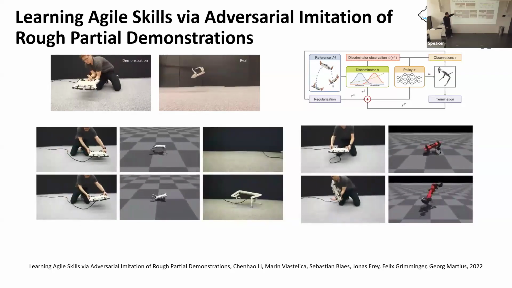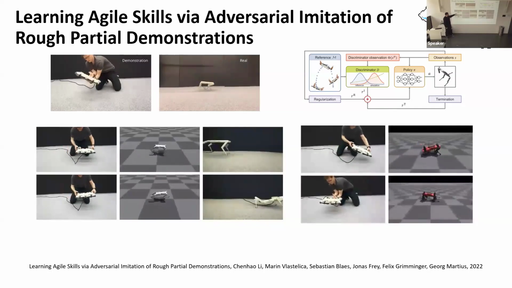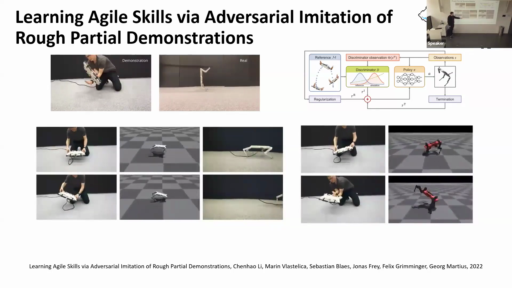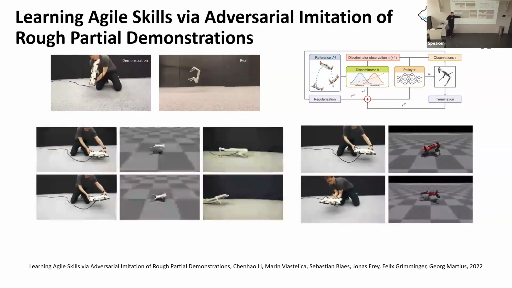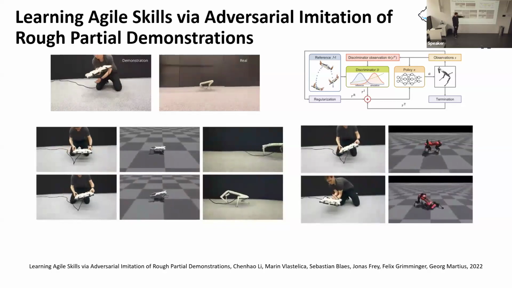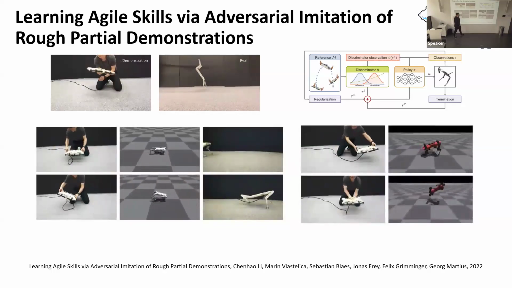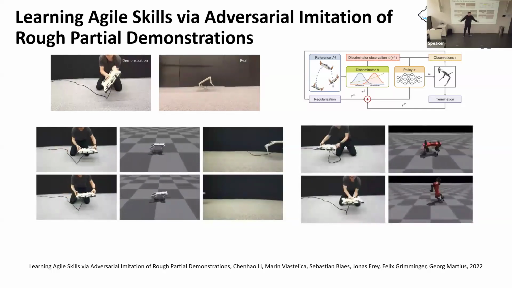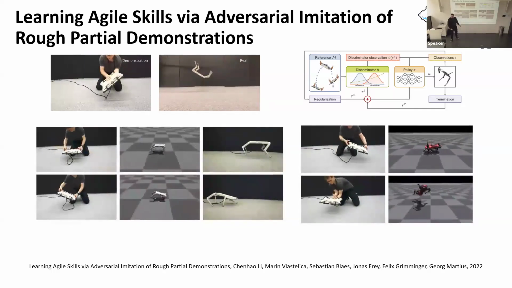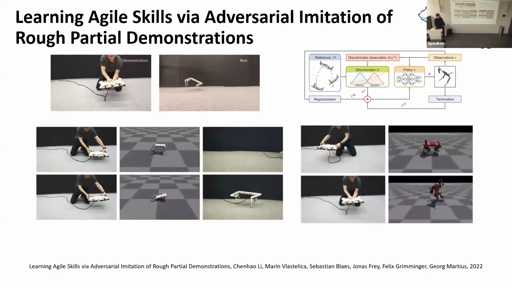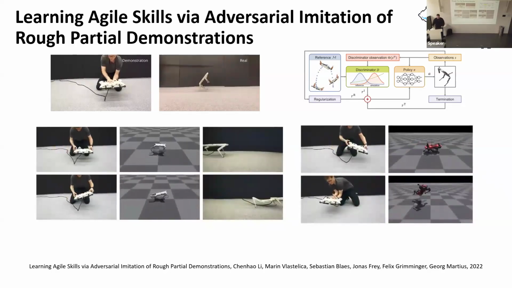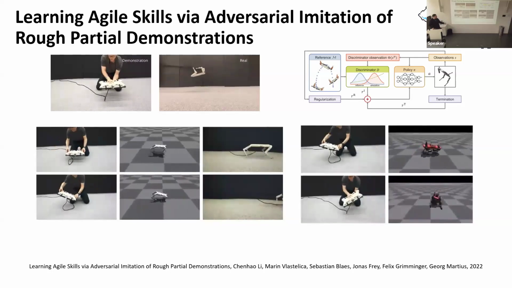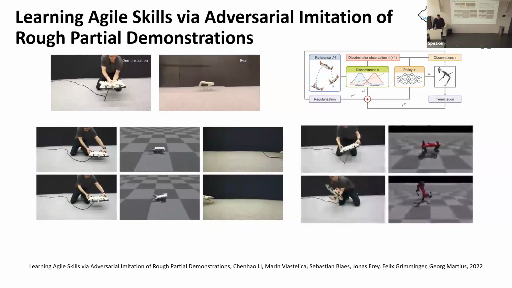And here are other locomotion examples, for example, hopping, or I would say a wavy motion. This can also be transferred to other robots with these examples.